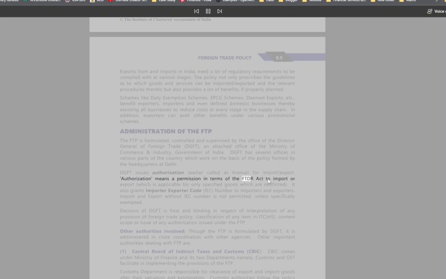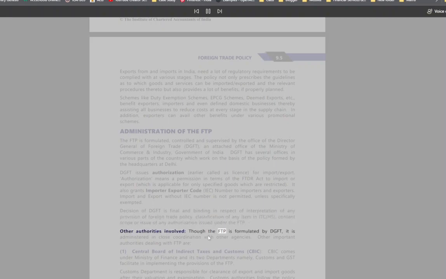Authorization means a permission in terms of the FTDR Act to import or export, which is applicable only for specified goods which are restricted. It also grants the Importer-Exporter Code, IEC, number to importers and exporters. Import and export without an IEC number is not permitted, unless specifically exempted. The decision of DGFT is final and binding in respect of interpretation of any provision of the foreign trade policy, classification of any item in ITC, HS, content scope or issue of any authorization issued under the FTP.